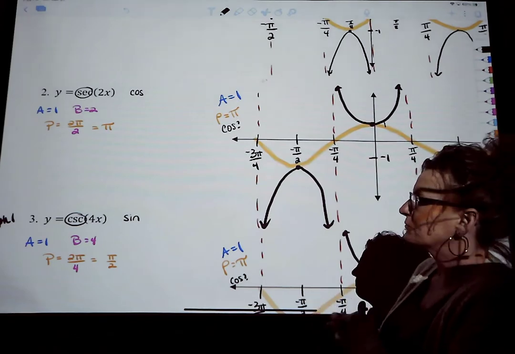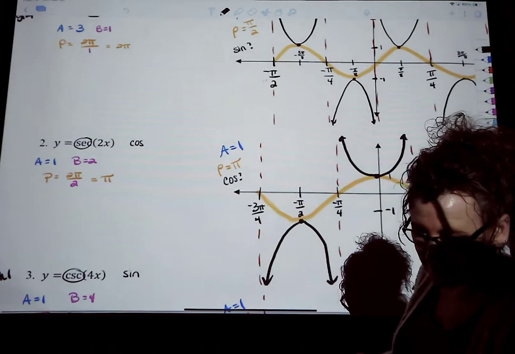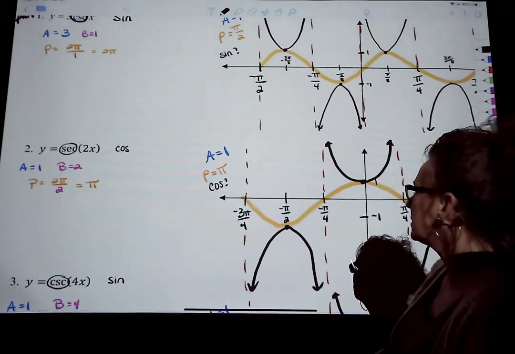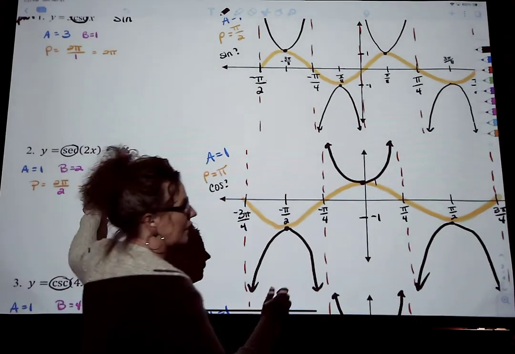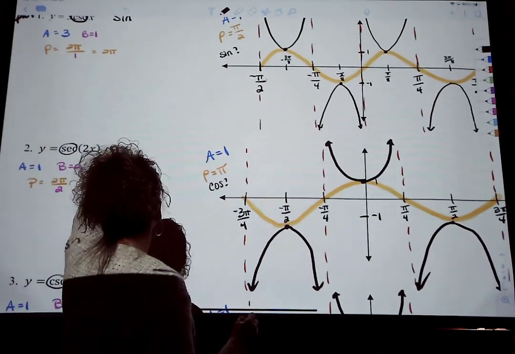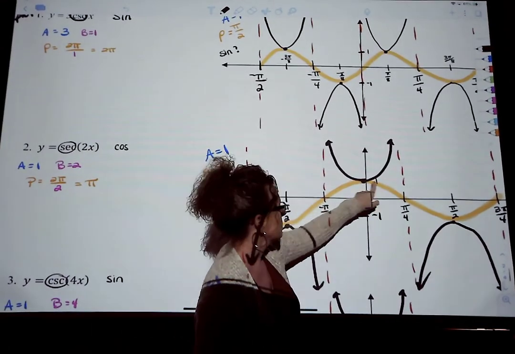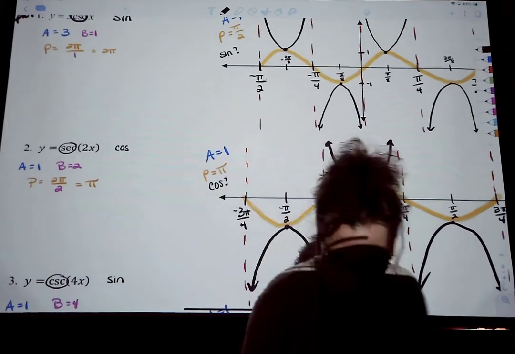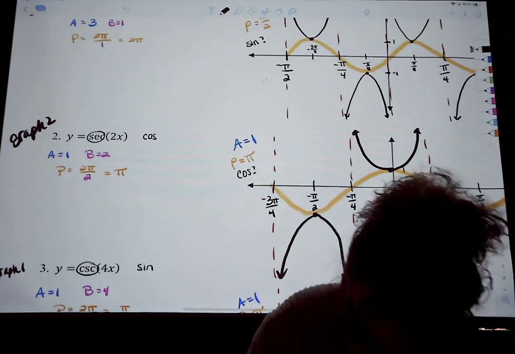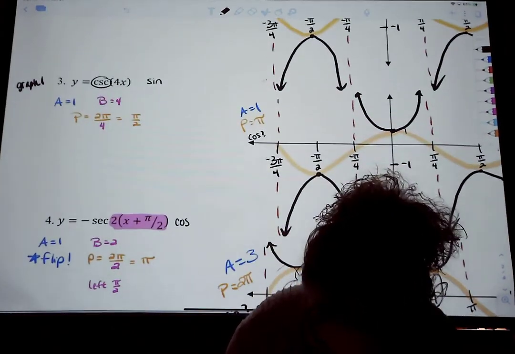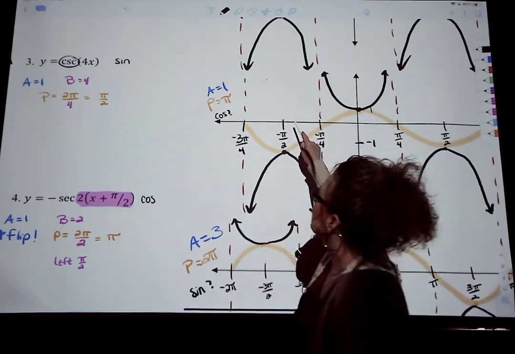So it's not going to matter really either way, but I do need to point out how it works. I can say amplitude is 1, period is pi, and the orange graph should straight up look like a cosine. That's this one. So I could say this is graph number 2, which means this one should be graph number 3.